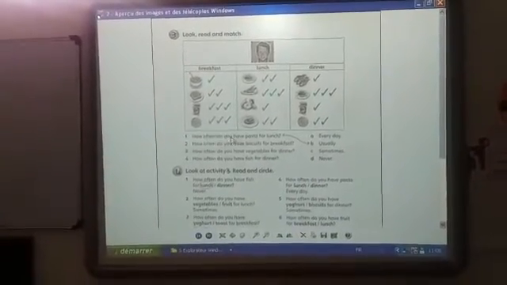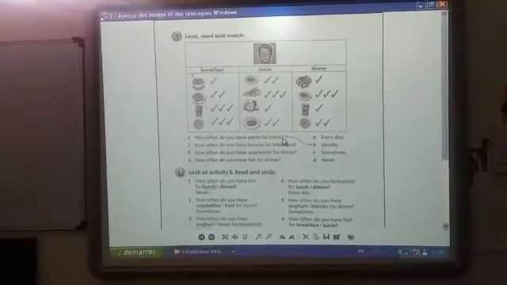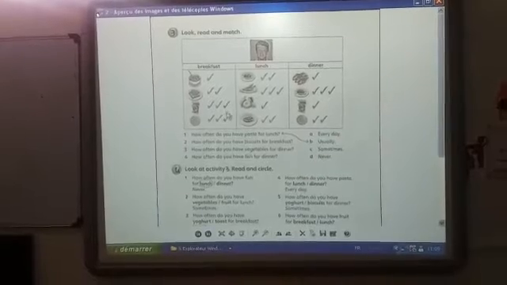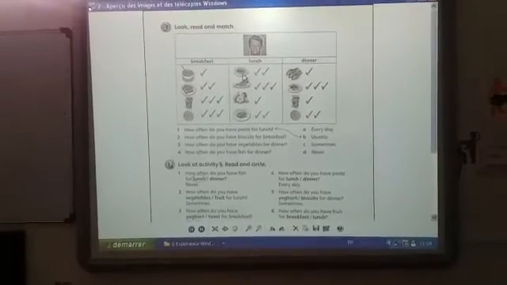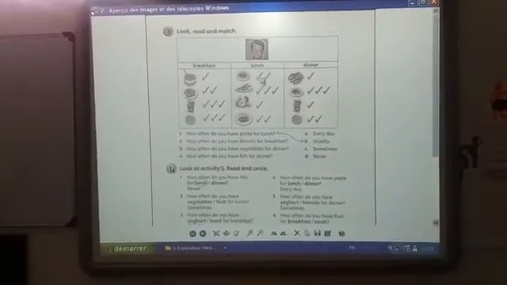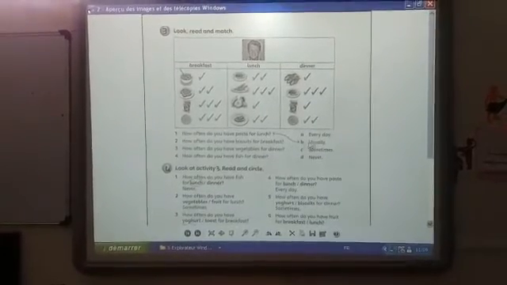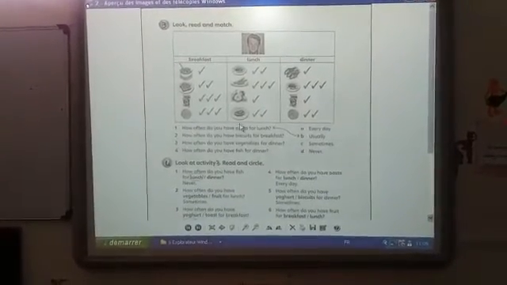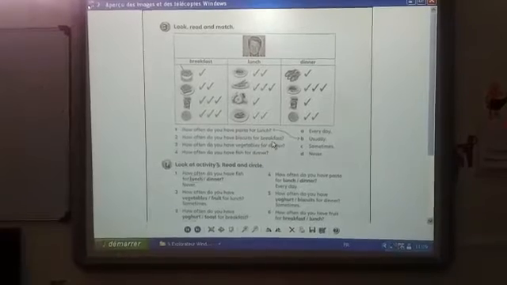We have to read the questions like, how often do you have pasta for lunch? And I have to return to lunch. I have to look for pasta. This is pasta. How many ticks do we have? We have 2. It means what? It means usually. How often do you have pasta for lunch? It's usually.